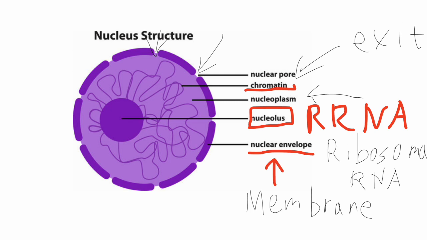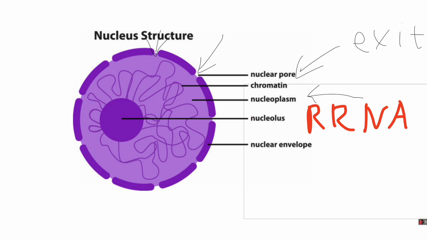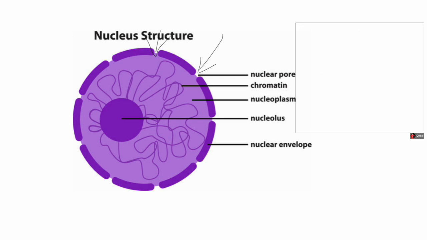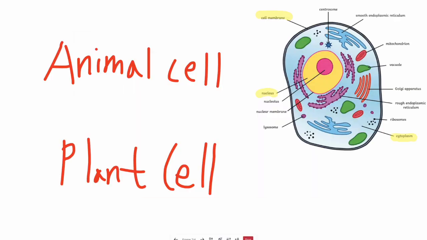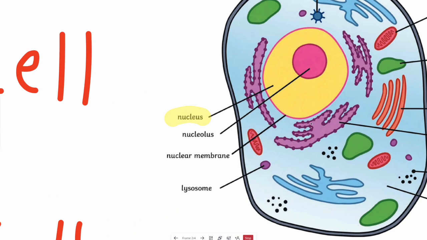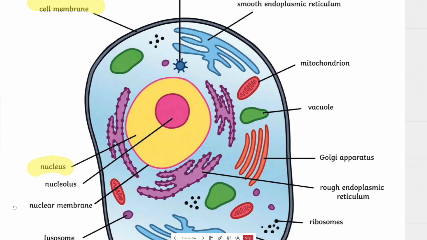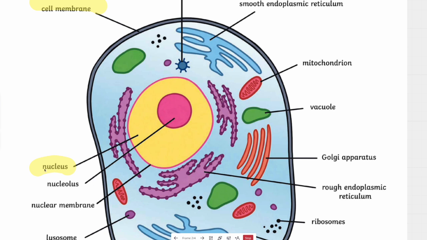So basically, this is where rRNA transcribes the ribosomes, and then afterwards the ribosomes will be released into the cell to do what they need to do. Now let's go back to the diagram. So here we have the diagram. We have already covered the nucleolus over here, and the nuclear membrane over here.